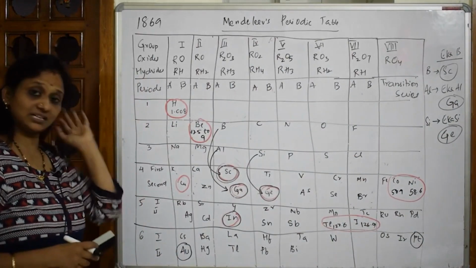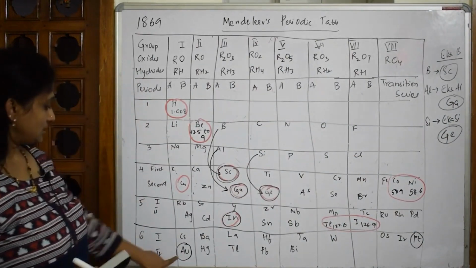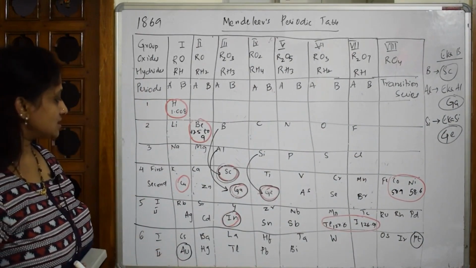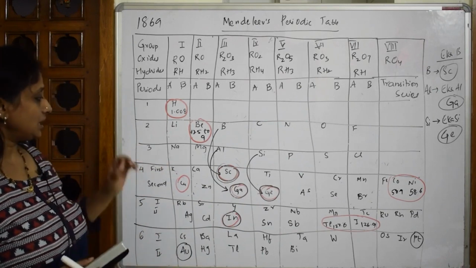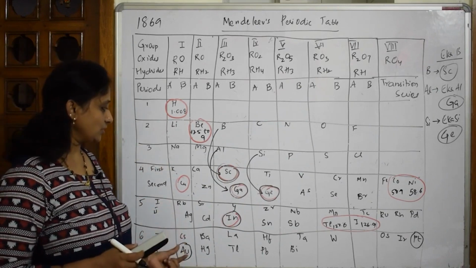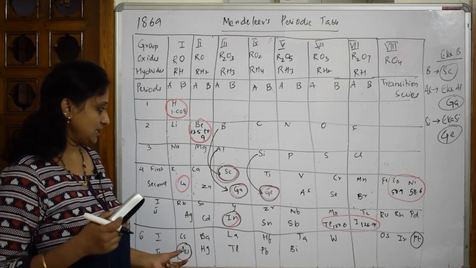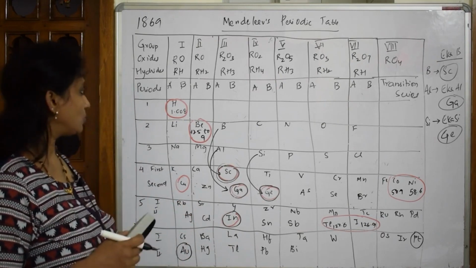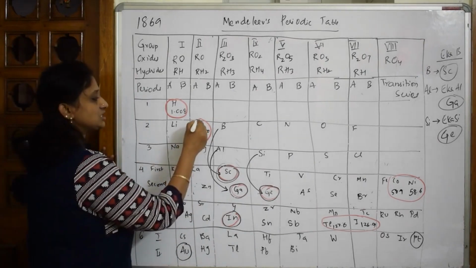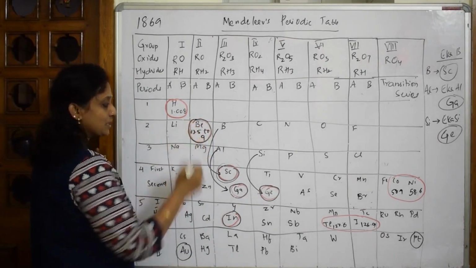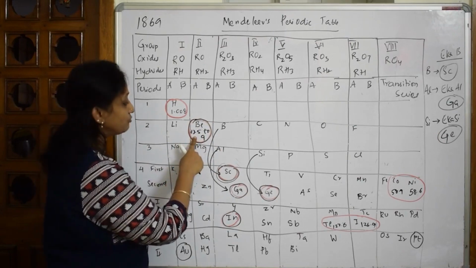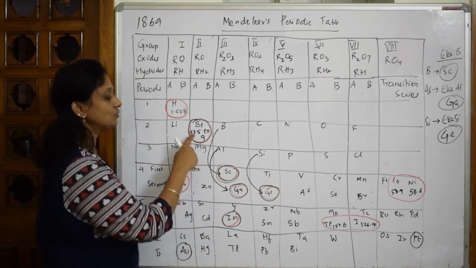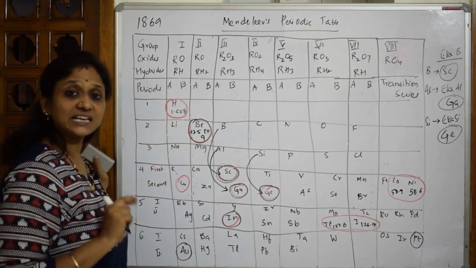After the first achievement, next important achievement or merit. Let us come back to this. So what he did is, in his particular table, he clearly corrected the atomic weights of some elements. What did he do? Beryllium. This is one achievement actually. I should put it in black. So he corrected the atomic weight of beryllium from 13.5 to 9. That was his second merit.